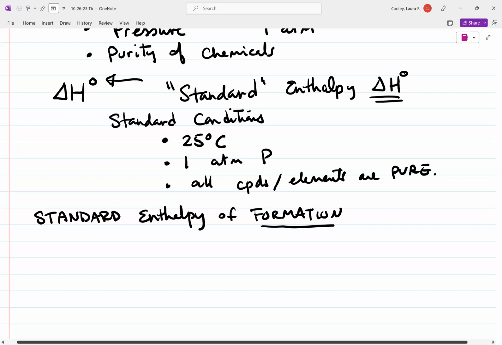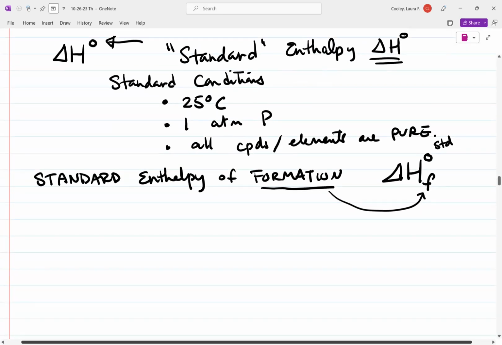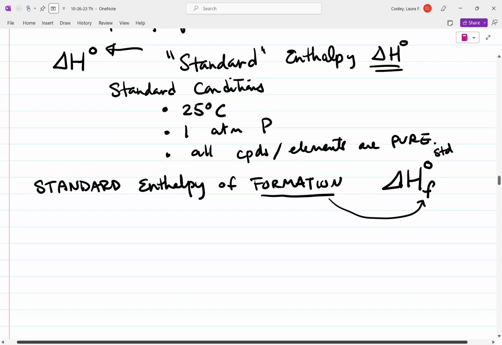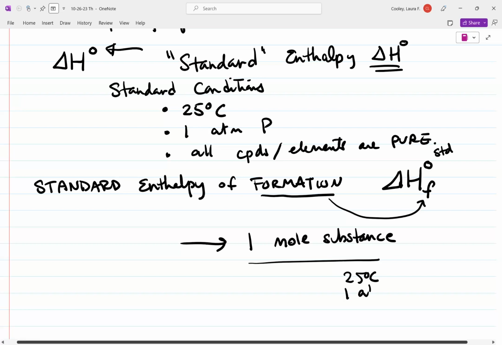And it has the symbol delta H, right? Because it's an enthalpy change. The F here is for formation, and the 0 is because it's standard. Okay. And a standard enthalpy of formation is the enthalpy change for forming 1 mole of a substance. So you're forming 1 mole of a substance under standard conditions, 25 degrees C, 1 atmosphere. And the substance is pure.